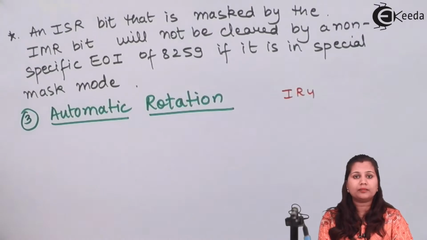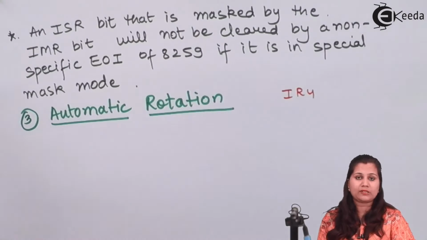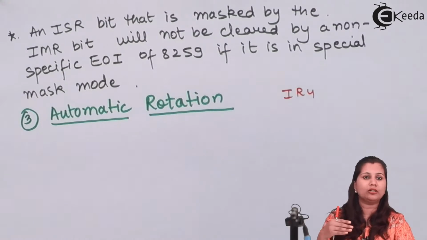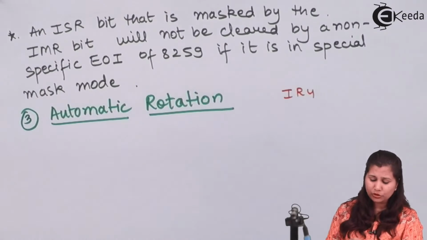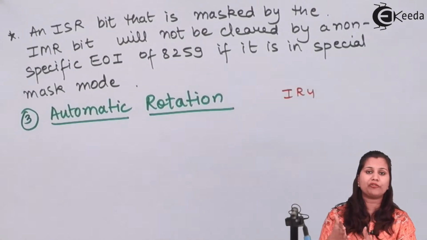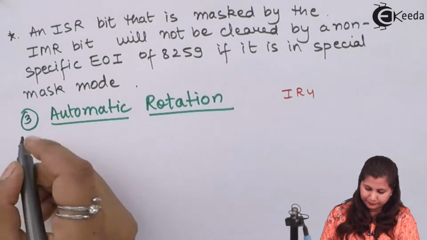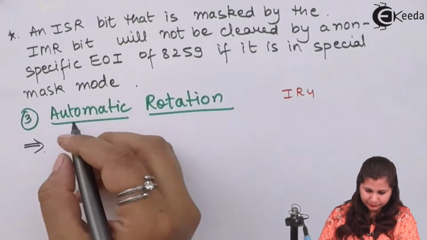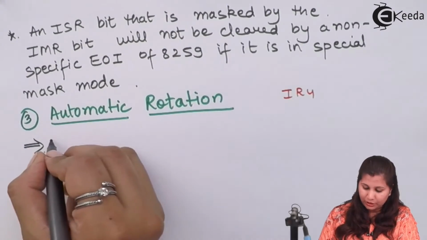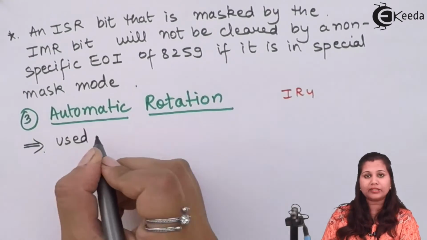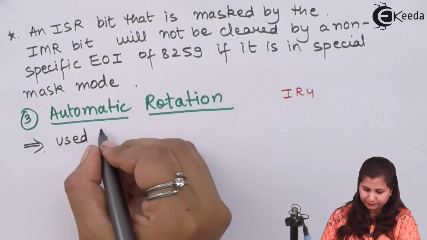Again IR4 will have the highest priority. So the interrupt request which is currently being executed has the highest priority, and when it has been executed it will have the lowest priority. So that is the automatic rotation of priorities among the interrupt requests. This automatic rotation is used where the interrupts have equal priorities.